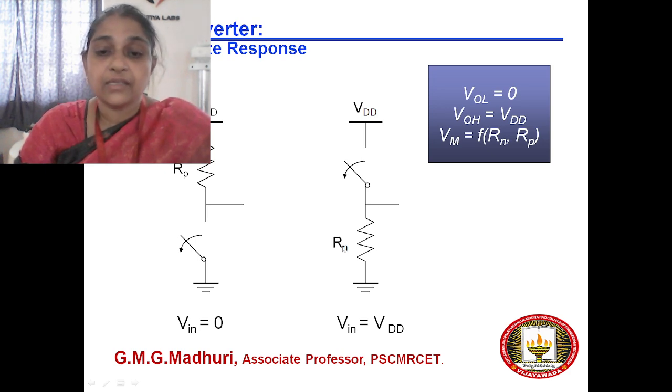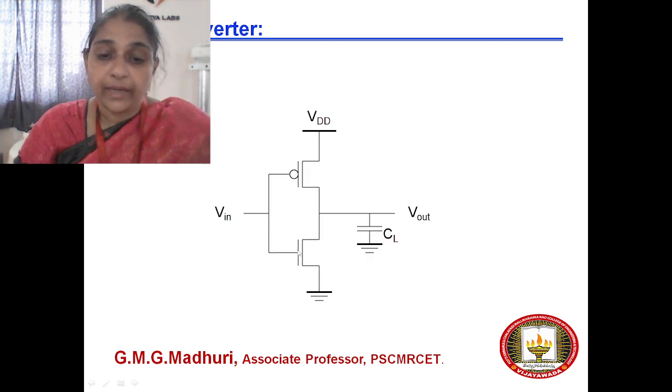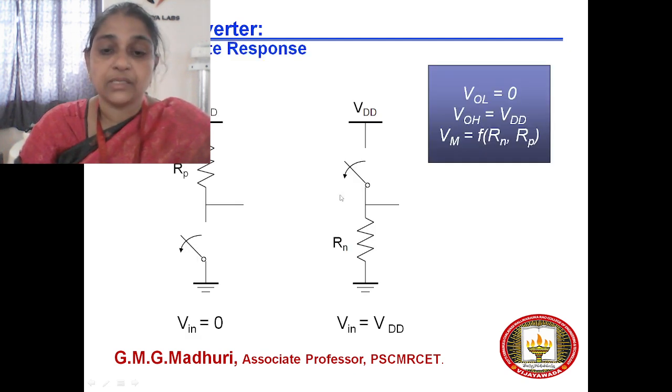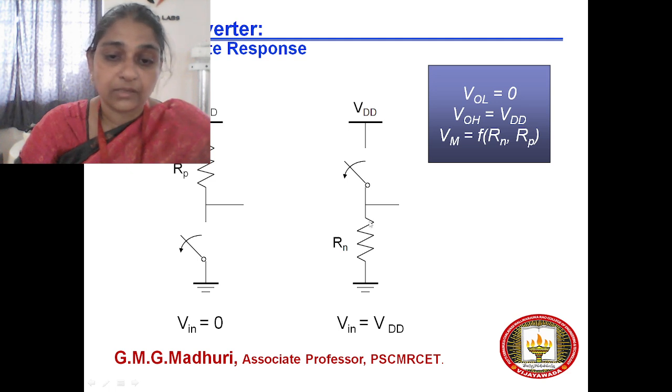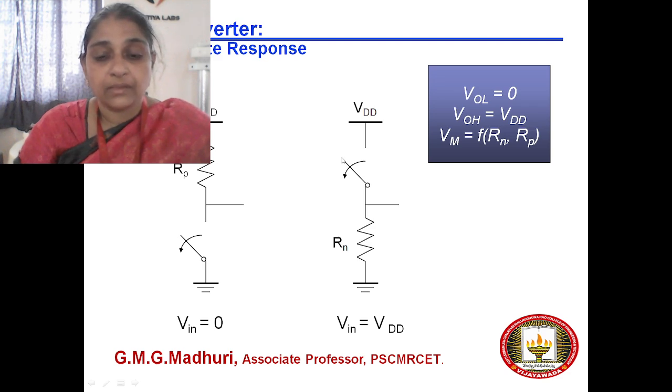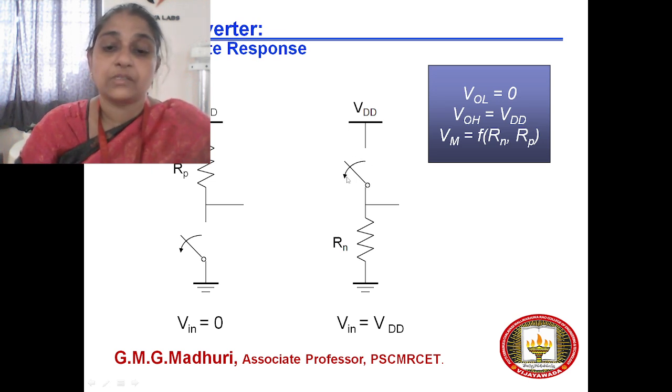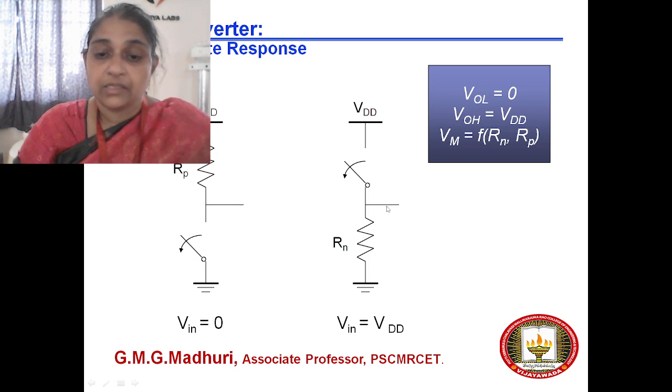And when Vin is equal to VDD, the n-type transistor is completely on and operates in the resistive region, and the p-type transistor is completely off. It acts as an open switch. You can see this in the second diagram. Here the n-type transistor is on and operating in the resistive region, hence it is represented with a resistance, and the p-type transistor is completely off, hence it is represented with an open switch. So the output now discharges through the resistance, hence you get an output of logic 0.